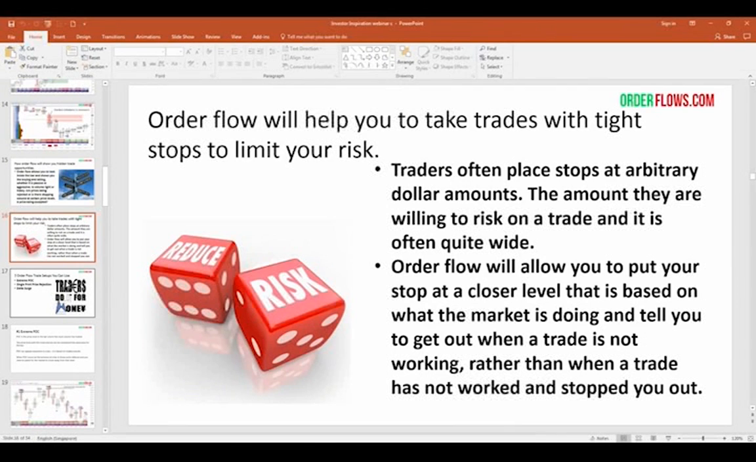Order flow will allow you to put your stop closer because it's based on what the market's doing and telling you when to get out of a trade that's not working. So would you rather get out of a trade when you can see it's not working, rather than after it's not worked and stop you out at your full risk? I mean, why risk 500 when you can only risk 200? To me, it just makes perfect sense. I don't like to leave money on the table. There's times I take stops at my full stop price, but there's times I get out of trades at a smaller loss than the full maximum stop price.